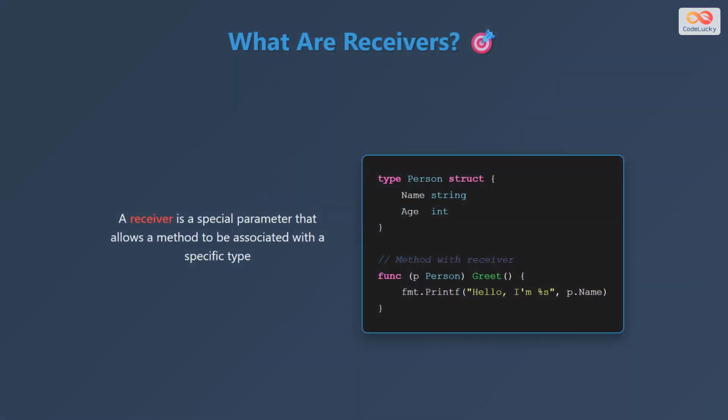A receiver is a special parameter that allows a method to be associated with a specific type. In other words, it defines what type the method operates on. Take a look at the code. We define a type person as a struct with fields name of type string and age of type int. The next section shows a method with receiver. The function greet has a receiver of type person. This means that the greet method can be called on any variable of type person.